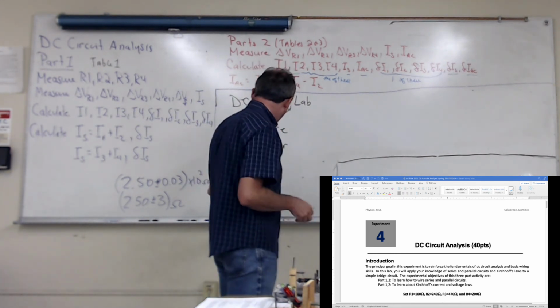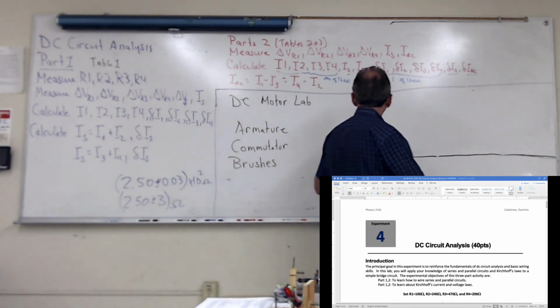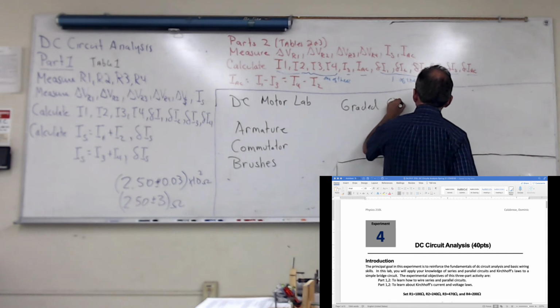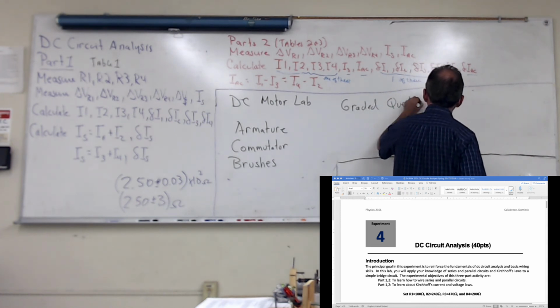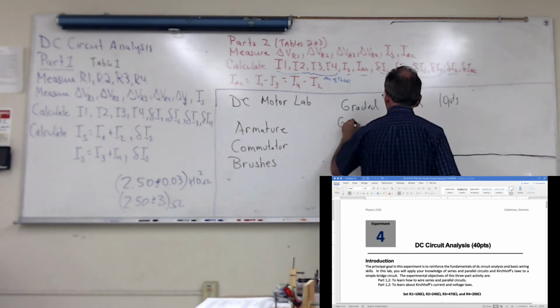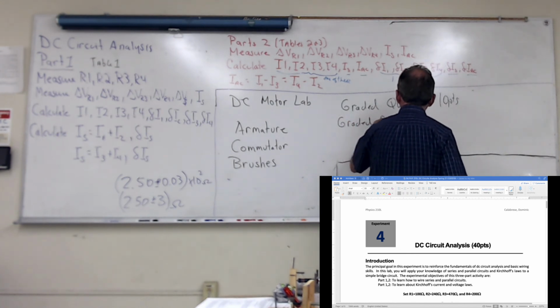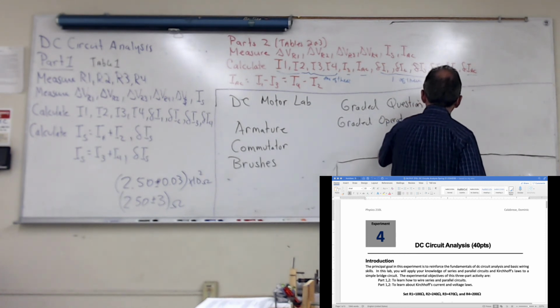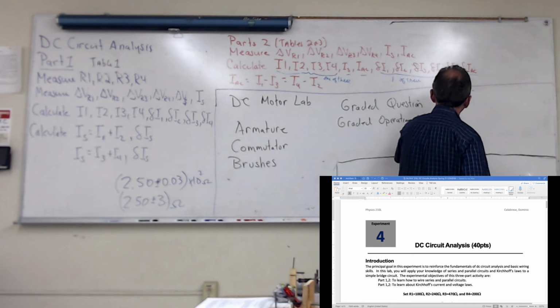So how am I going to grade this? There's 2 parts to grading it. It's graded on the questions on the last page. That's 10 points. And graded on the operation of the motor. That's 30 points for a total of 40.